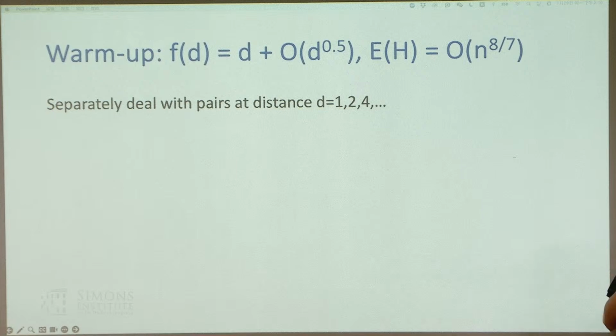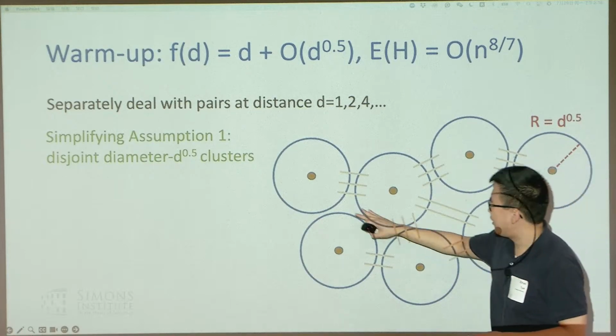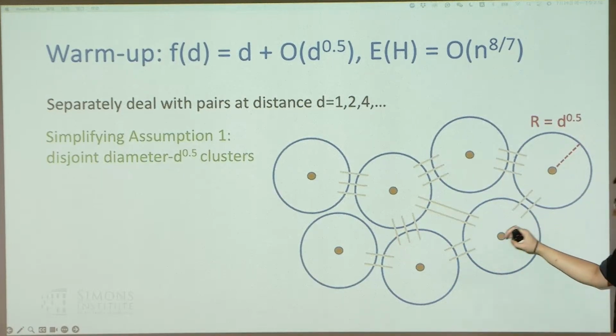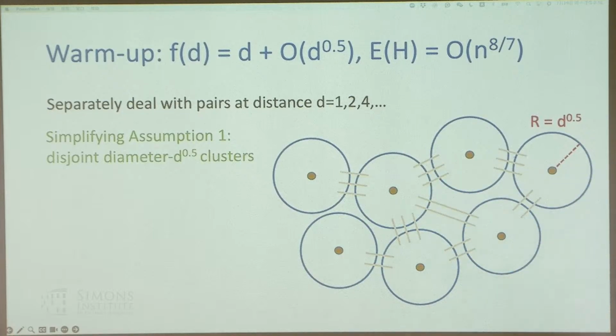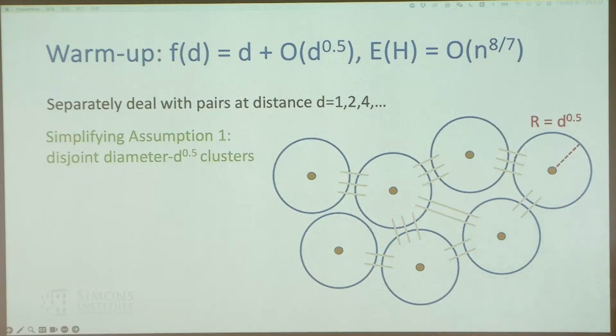We forget about polylog-n factors, so we just enumerate for all D equals 1, 2, 4, etc. From now on, fix a D and only consider pairs at distance D. Let's make a first simplifying assumption. Assume that the graph consists of disjoint clusters of radius square root of D, and you're given the edges between clusters for free. You're only required to pick some edges inside clusters to be your spanner. Assume this is the special case.